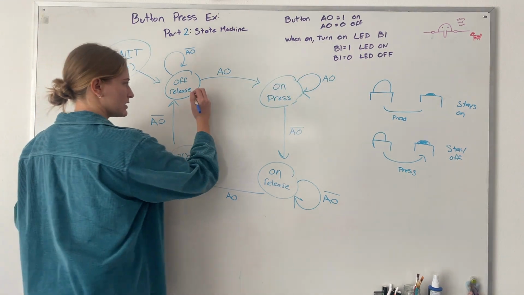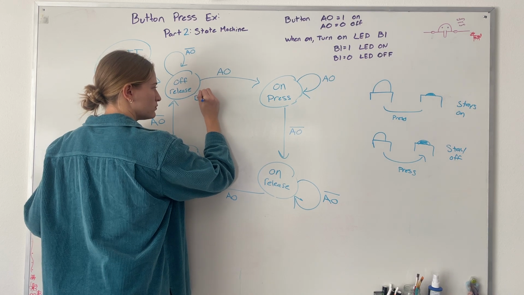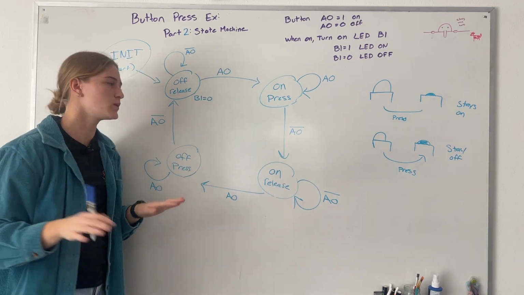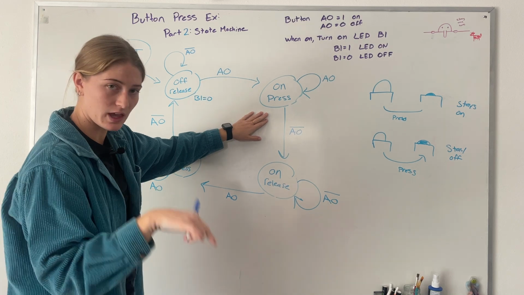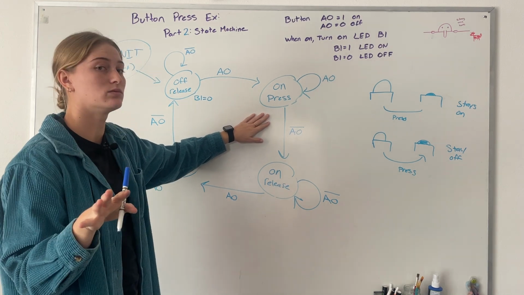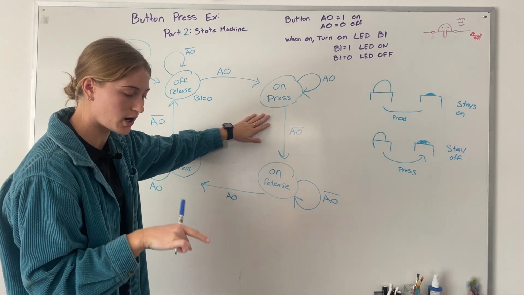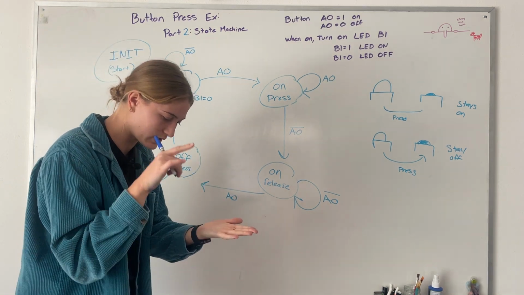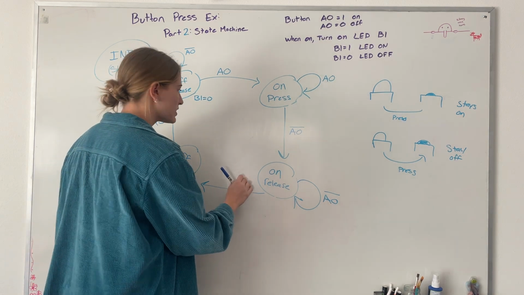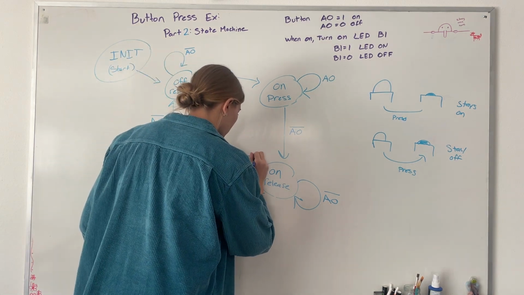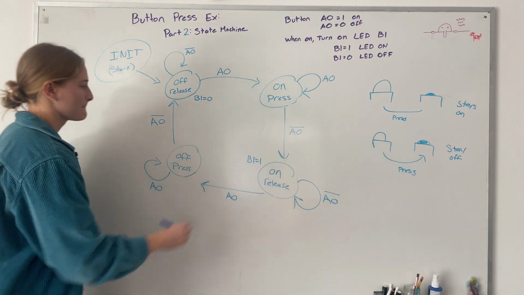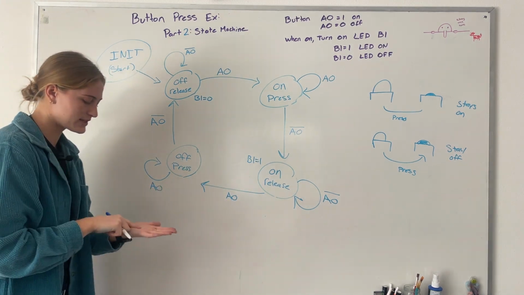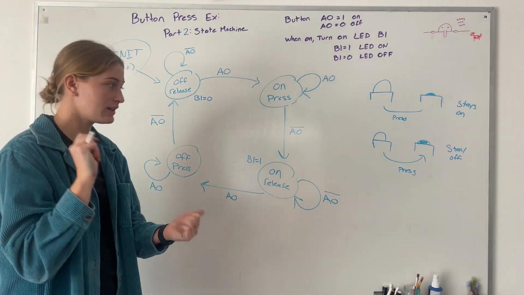When it's on off release, we want B1 to be off. We don't want the LED to be on. We want it to be off. And once you click it, and if you press and hold it, this is up to you. If you press and hold the button to turn it on, you can either turn on the LED as you're pressing it, or once you release it, then the light turns on. We're going to say that as you release it, it turns on. And then again, once it's off press, you're pressing it, you want it to turn off when you release it.